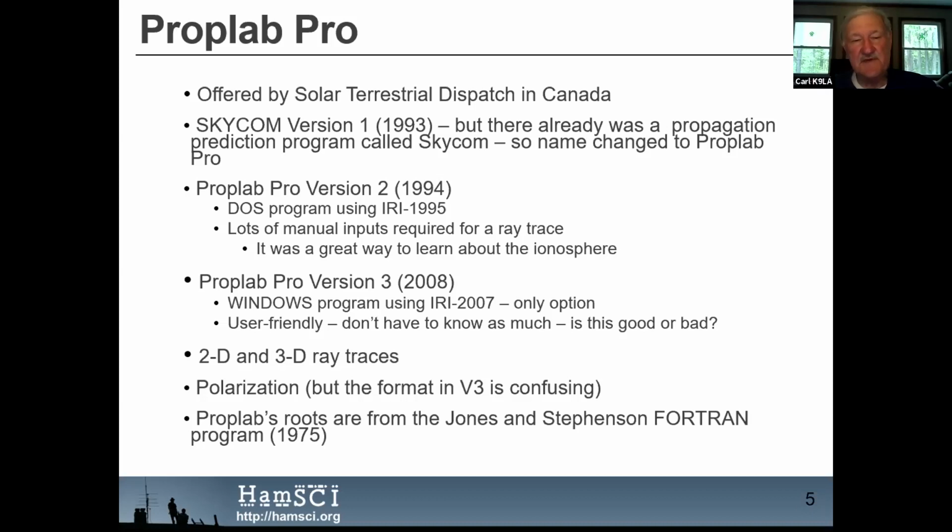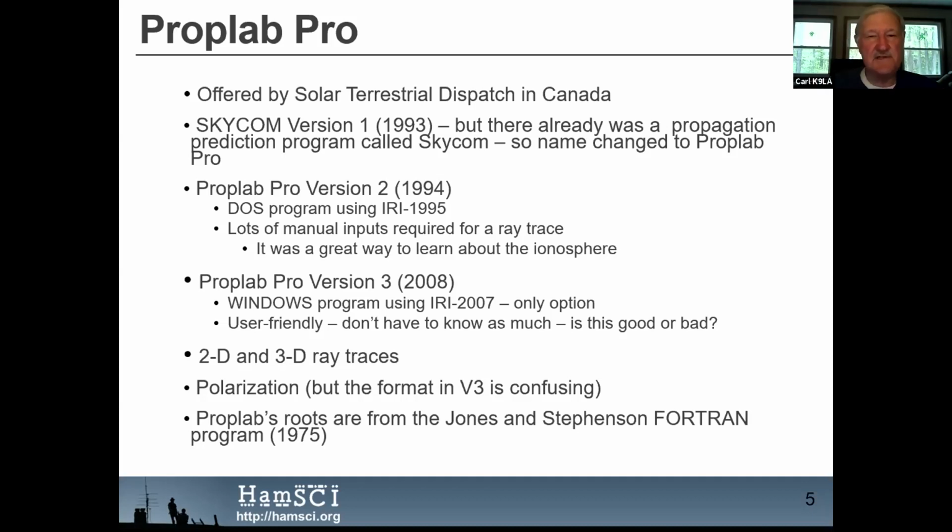It also does 2D and 3D ray traces. It gives polarization. The format in version 3, the Windows version, is confusing though. So if I'm looking at polarization, I usually use the DOS version 2 because it's very understandable. And the roots of PropLab are from Jones and Stevenson's Fortran program in '75, which we discussed earlier in relation to Chris Coleman's stuff.